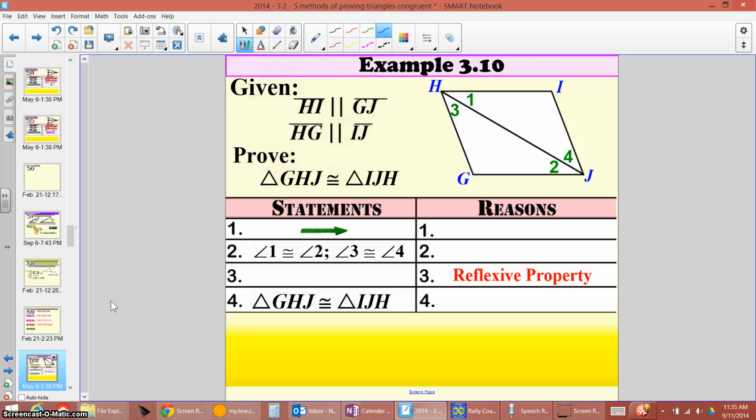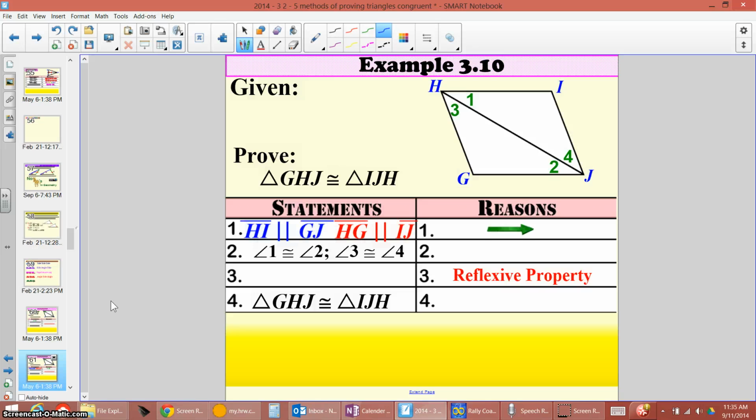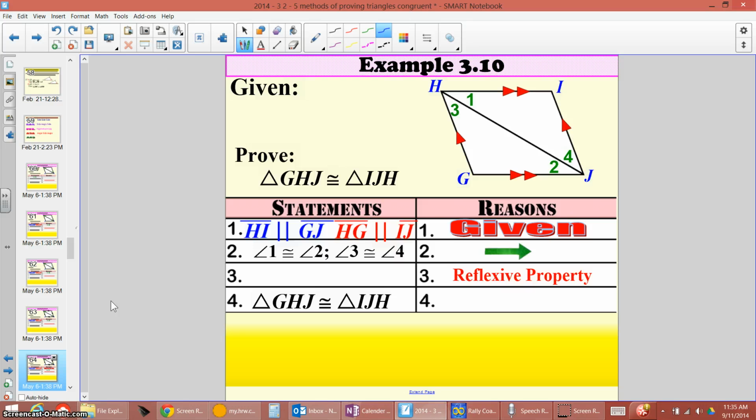So my first statement, probably going to be from a given. Always is the given. Don't forget that. Always is the given. I mark it on the diagram. Those parallels are right there. Now I'm telling you that angle 1 and 2 are congruent and 3 and 4 are congruent. Mark it on the diagram. You're going to hear me say that so much. Mark it.